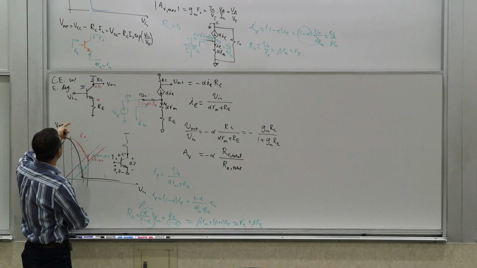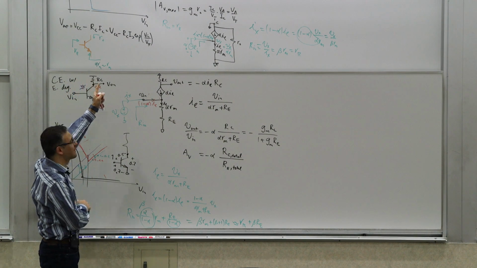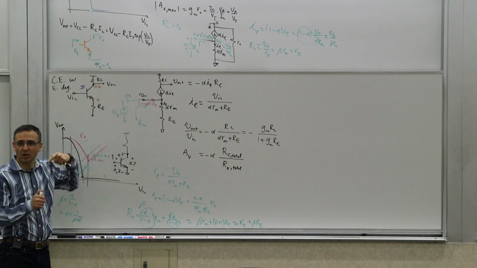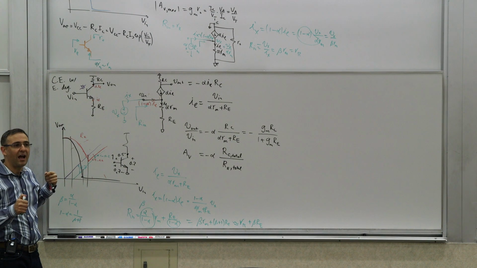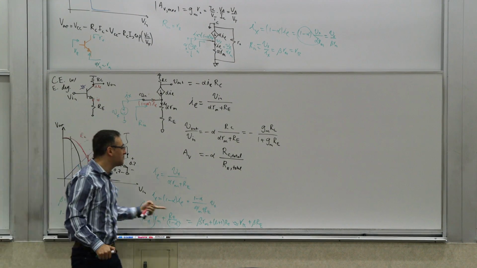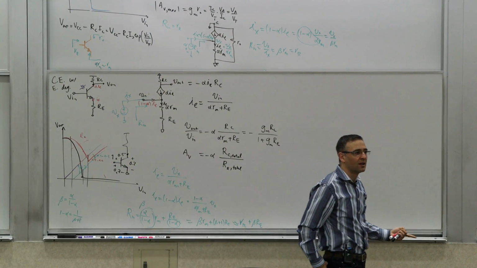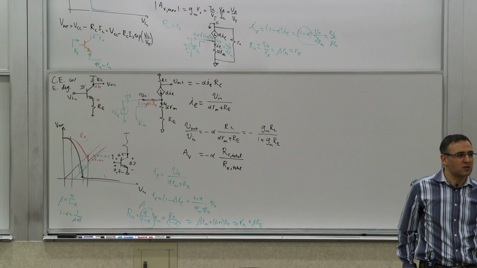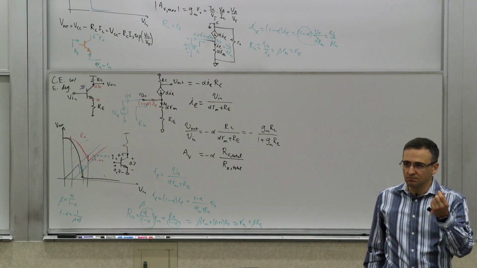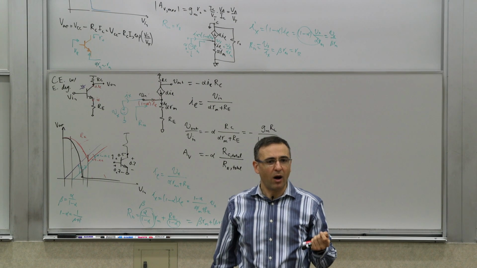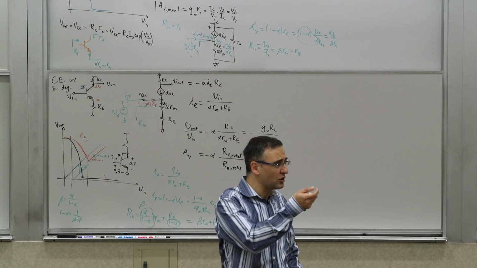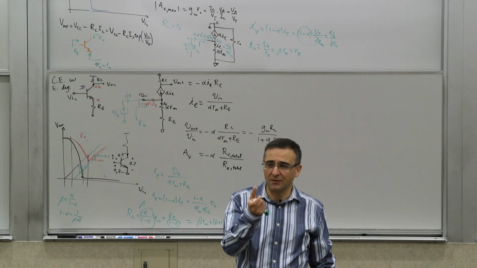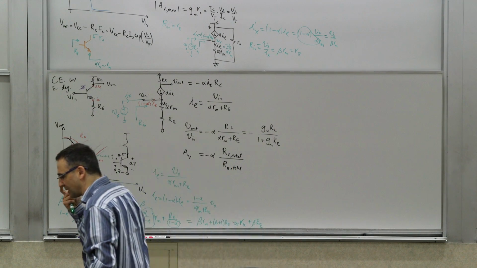Remember, R pi was the resistance you had in the non-degenerate case. The input resistance was R pi. But now you see something in addition to R pi, which is beta Re. Well, it's really beta plus 1 Re, but yeah, beta Re. So the Re, the emitter resistance, is multiplied by a factor of beta. What has happened?